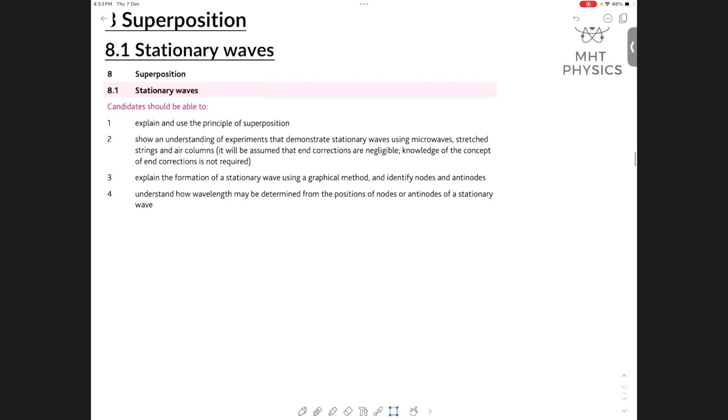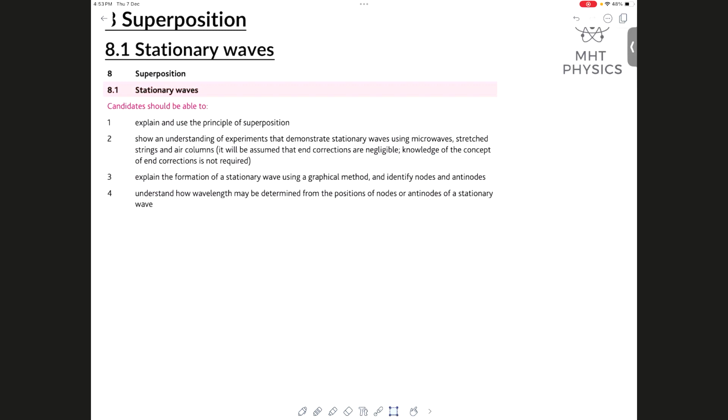Okay. So if you have any trouble with what we have done so far, it shouldn't bother you here because it's a fresh start for us. What we have finished is called wave properties, and the last part of wave properties was polarization. Okay, so that's done. This is a new topic. It says stationary waves. This is from your syllabus 8.1.